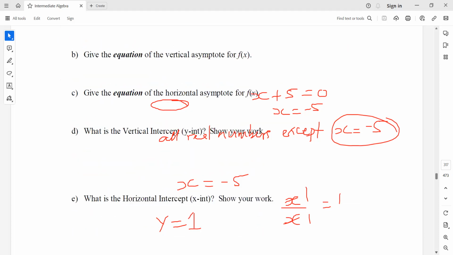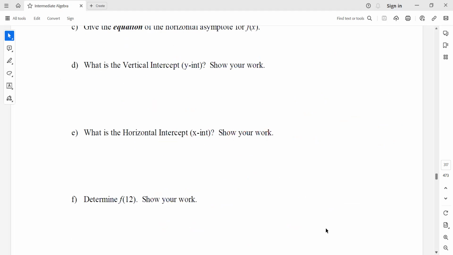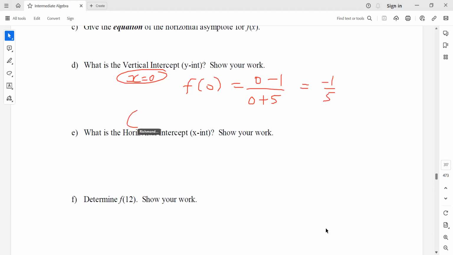Now, what about the vertical intercept? For the vertical intercept, you have x equals 0, so f of 0. Now, you put that into the function, equals 0 minus 1 over 0 plus 5. So this is going to give us negative 1 over 5. So when x is 0, y is negative 1 over 5.